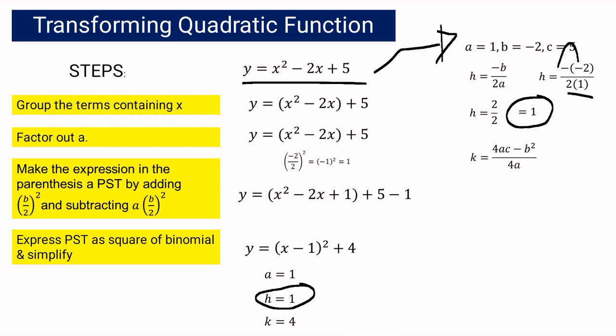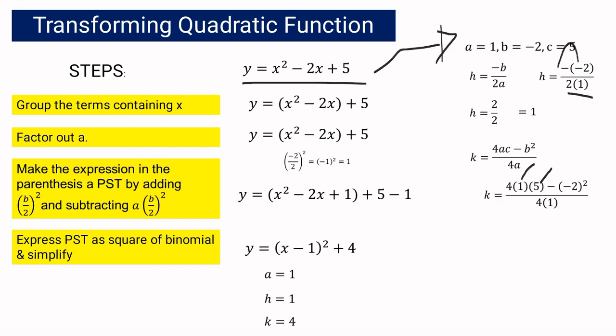Now, to get the value of k, we are going to use this formula. Let us substitute a, b, and c. A again is 1, c is 5, and b is -2, and then a again is 1. If we simplify, it will become 4 times 1 times 5, that is 20. And then we have minus, we just copy it. Then we have -2 squared, that is equivalent to 4. And then we have 4 times 1, that is also equal to 4. And then if we simplify, 20 minus 4 is 16, and then over 4.